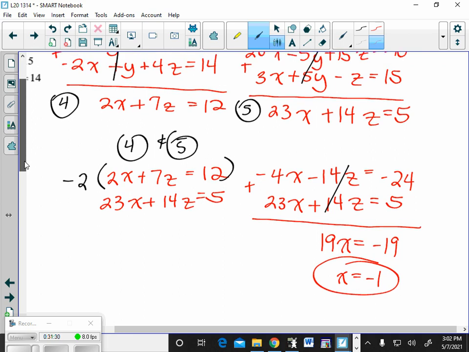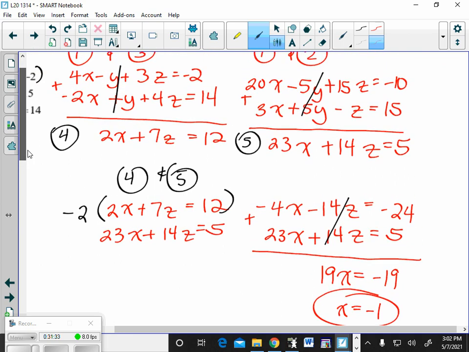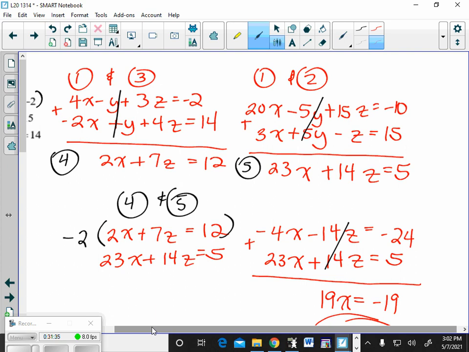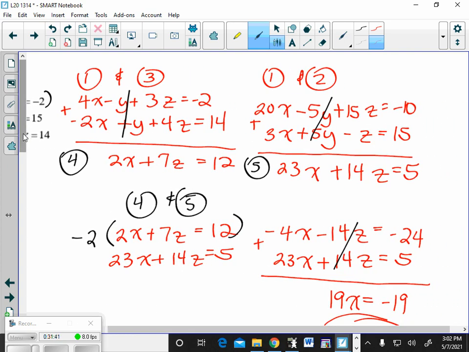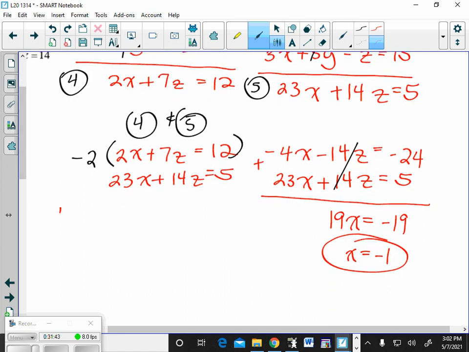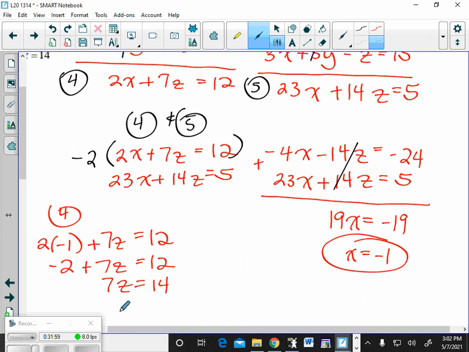So now we will go back into one of these equations that just have x and z in them, and you can see clearly it would be maybe equation 4. And we have 2 times our x of negative 1 plus 7z equals 12. Negative 2 plus 7z is 12. 7z is 14. And we have our second variable solved. Z is equal to 2.